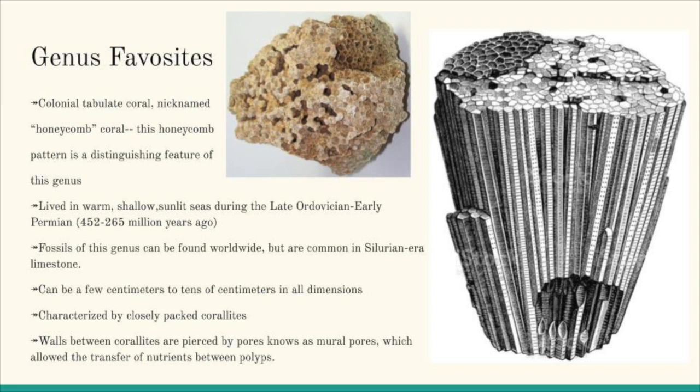Genus Favicites is a colonial tabulate coral, nicknamed the honeycomb coral, as their honeycomb pattern is a distinguishing feature of this genus. Corals of this genus lived in warm, shallow, sunlit seas during the late Ordovician to the early Permian period.